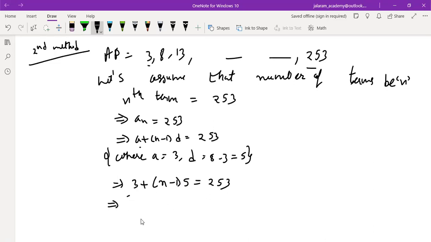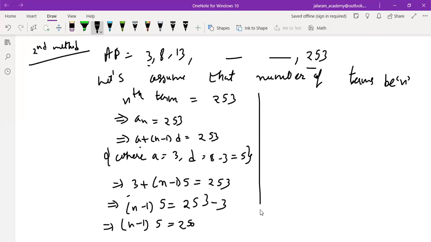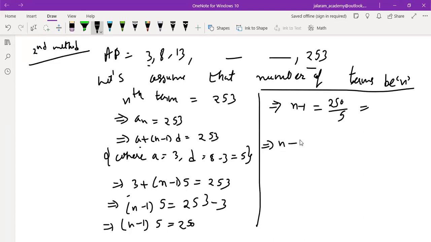Transfer this 3 to the right hand side. (n minus 1) into 5 equals 253 minus 3, so (n minus 1) into 5 equals 250. Is that clear to you? Yes, sir. Both sides are divided by 5, so it becomes 250 by 5. That is, n minus 1 equals 50. It implies n equals 51.